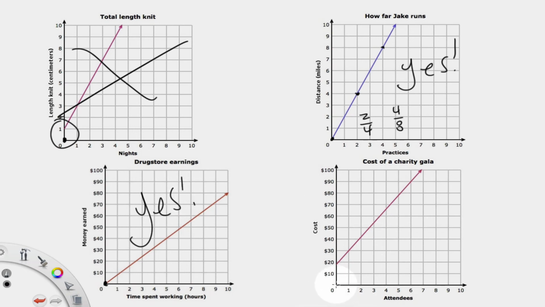Does it pass through the origin? Nope. Therefore, it is not proportional. And that's how you can identify a proportional relationship from the graph. The line has to pass through the origin.